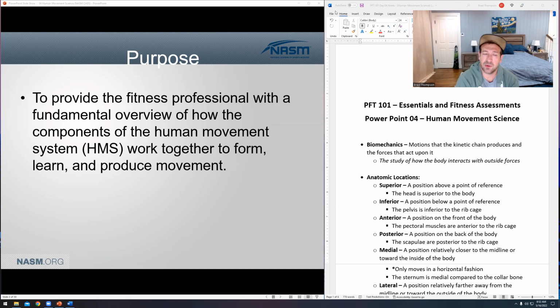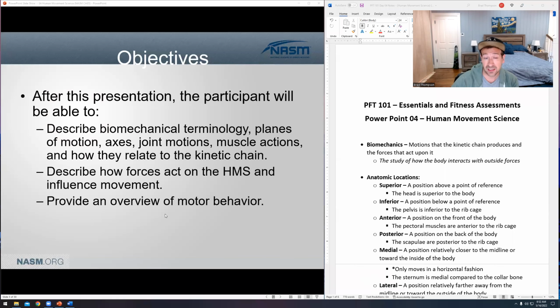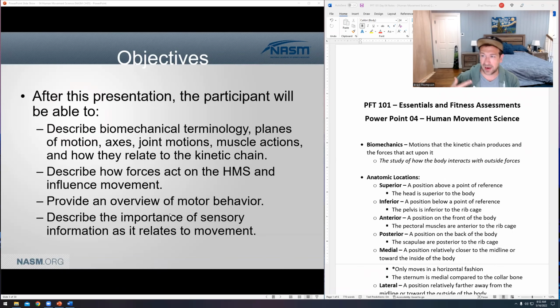And today we're really looking at how the kinetic chain actually produces human movement and interacts with the outside world. And that's kind of fun too. Biomechanics is this first definition we're going to see here, and it is really about how we move our environment to interact with the world. That's really the key here. So after this presentation, we want you to be able to understand biomechanic terminology. That's some of the stuff we're going to look at today.